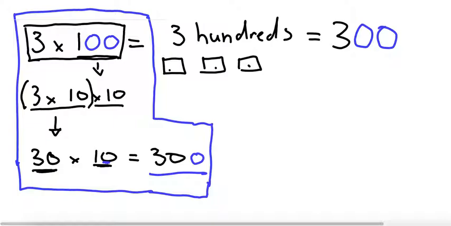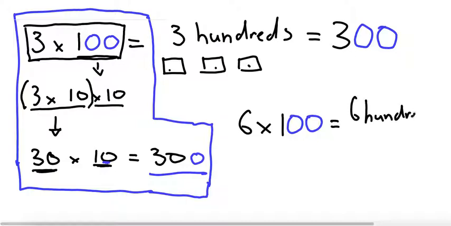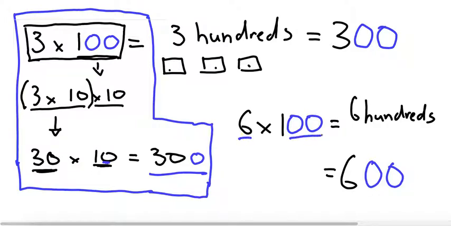Let's look at 6 times 100. Okay, 6 times 100, 6 hundreds, which is 6 with 2 zeros at the end. So you can start noticing a pattern when we multiply by 100. When we're multiplying by 100, we simply keep the original number and add 2 zeros. Keep the original number and add 2 zeros.